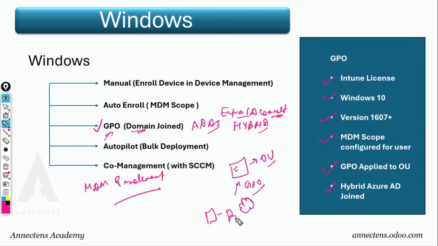Okay, this is your device, for example. This should be talking to both the world, okay, and then we require machines to be sitting in the right OU. And if everything is fine, then GPO will be applied. Okay, so that was group policy objects.